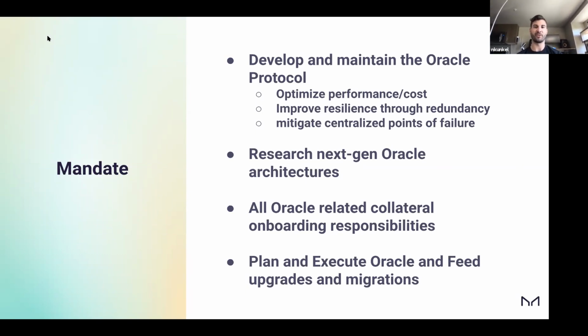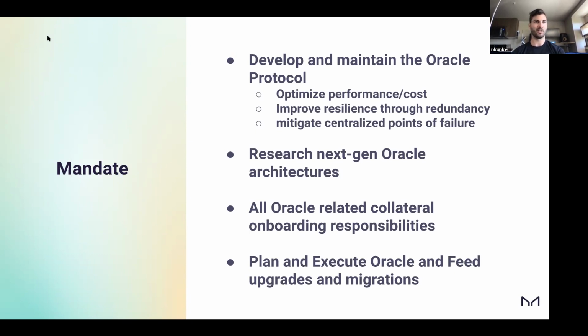The third thing we'll be covering is all of the Oracle responsibilities related to collateral onboarding, as we've been doing since the beginning of the multi-collateral DAI, and right under the auspice of the Oracle domain team.